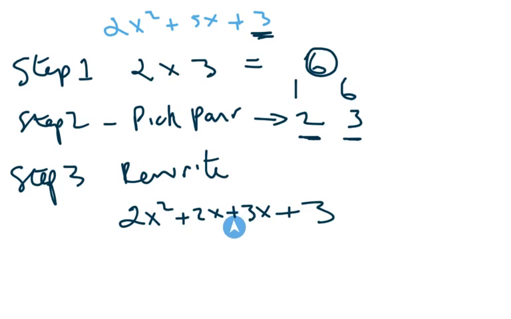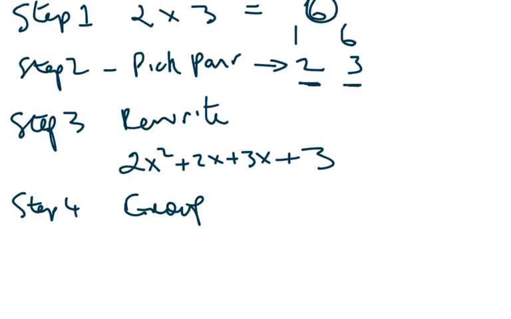The guide number method allows us to factorize nicely. Now step 4, we group. In order to group, we identify the highest common factor among these two, and the highest common factor among these. In this one, the highest common factor is 2x, and in this one, the highest common factor is 3.